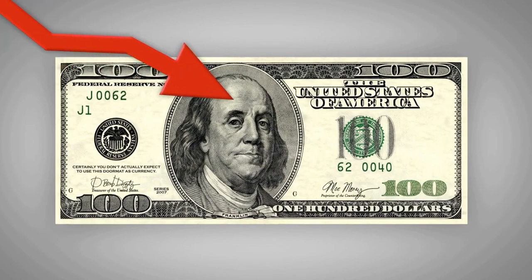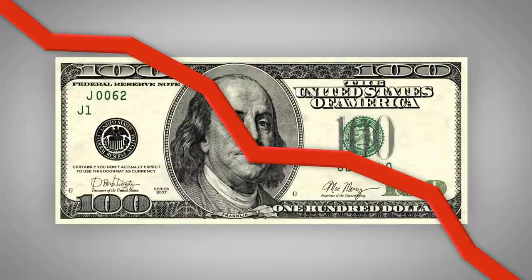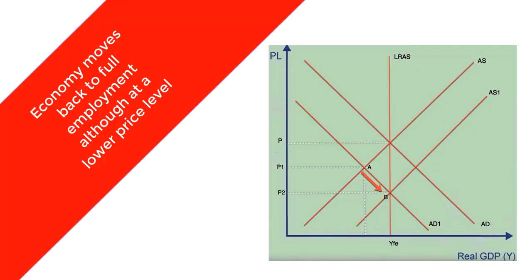To recap, the economy saw a downturn as aggregate demand shifted inwards. Then cheaper costs of production moved the short-run aggregate supply curve out and moved the economy back to full employment at point B. Note, the economy is back to full employment but at a lower price level.